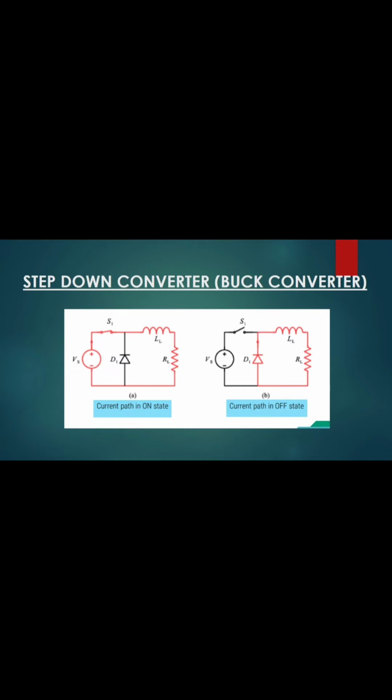Saya balik pada step down converter, buck converter. In a buck converter, in a buck chopper, the output voltage is less than the input voltage. Voltage output is less than voltage source.